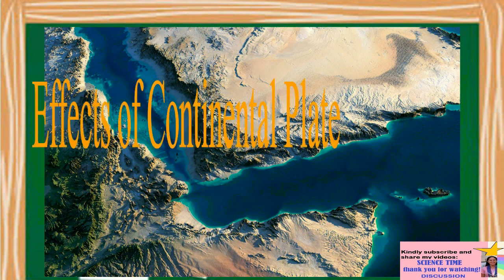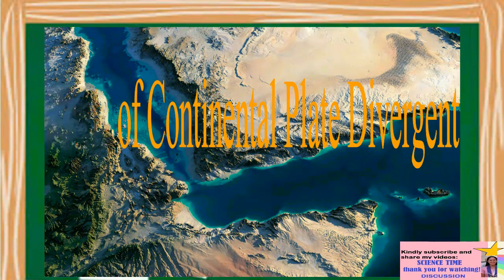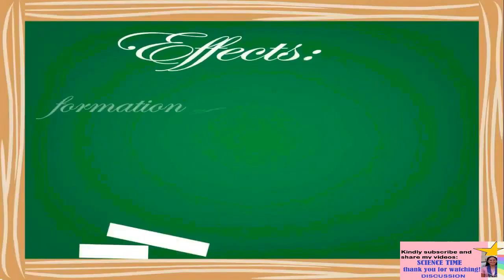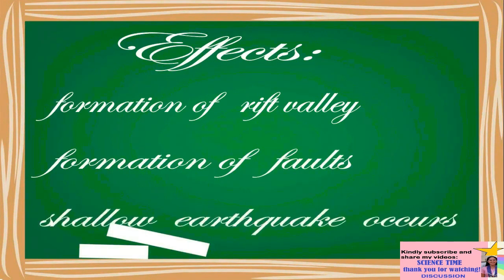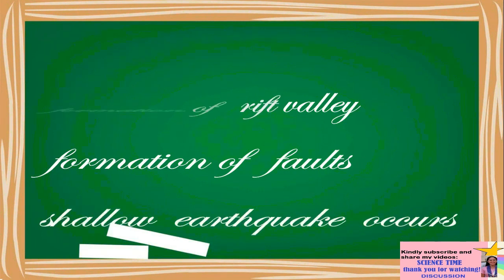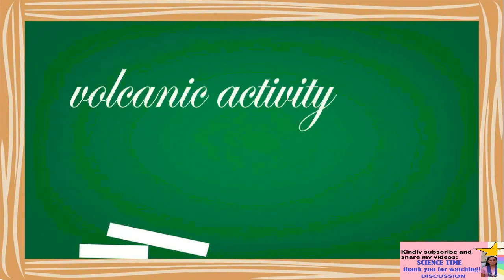Effects that are found at this type of plate boundary include a rift valley sometimes occupied by long linear lakes or a shallow arm of the ocean, numerous normal faults bounding a central rift valley, shallow earthquake activity along the normal faults, and volcanic activity that sometimes occurs within the rift.